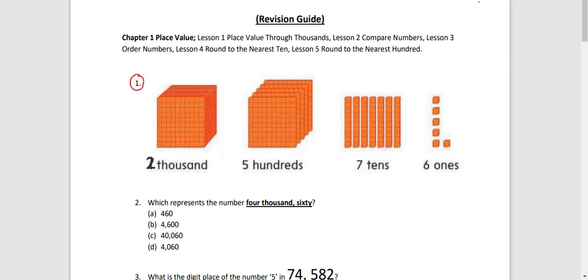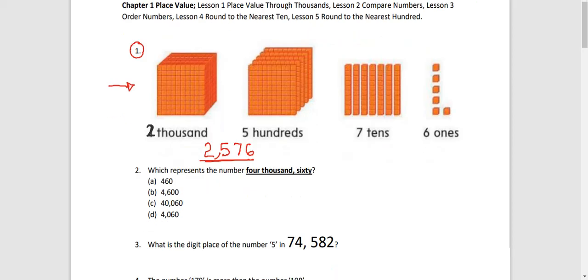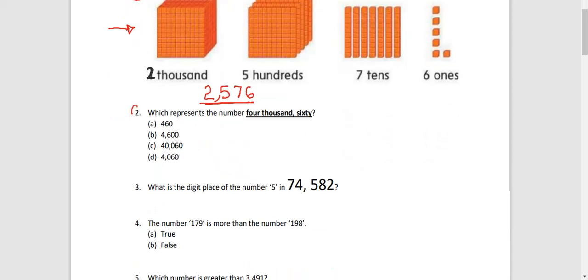So question 1, you have this and you are asked to write the whole of this number in standard form. So very easy, you have 2576. Question number 2. Which represents the number 4060? 4060. Option D.